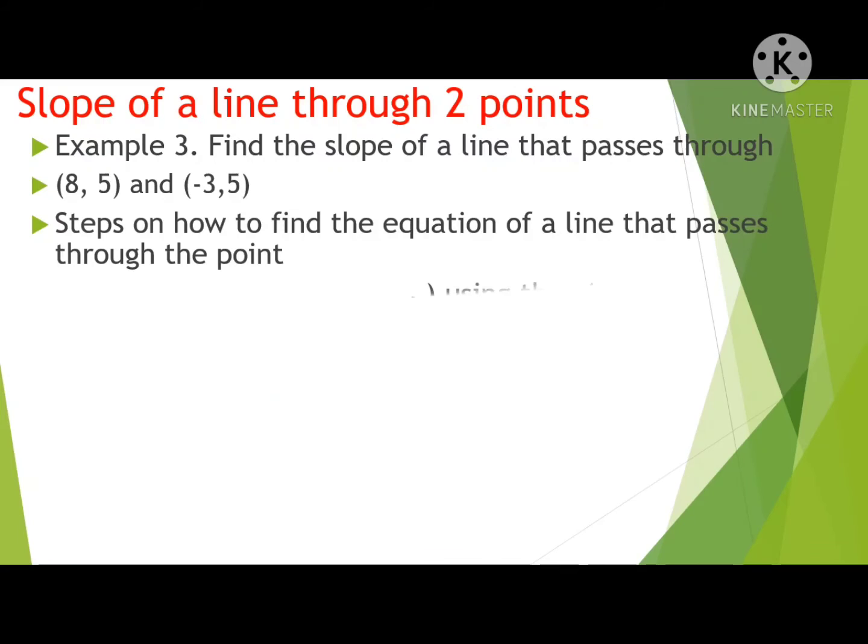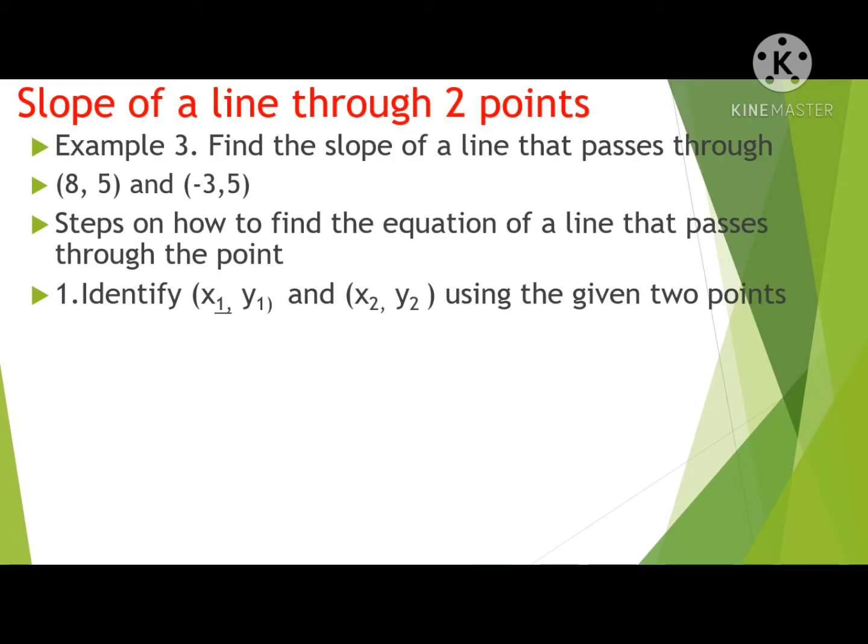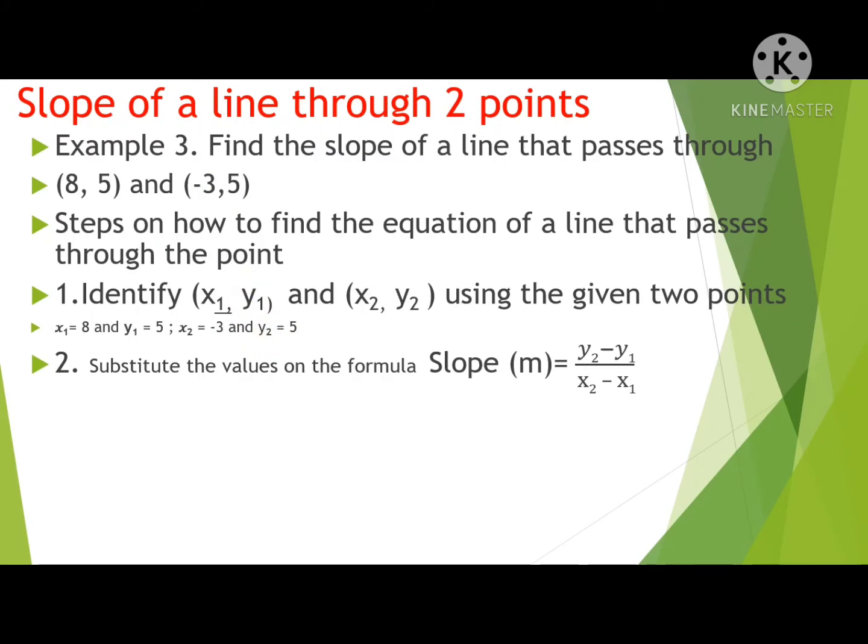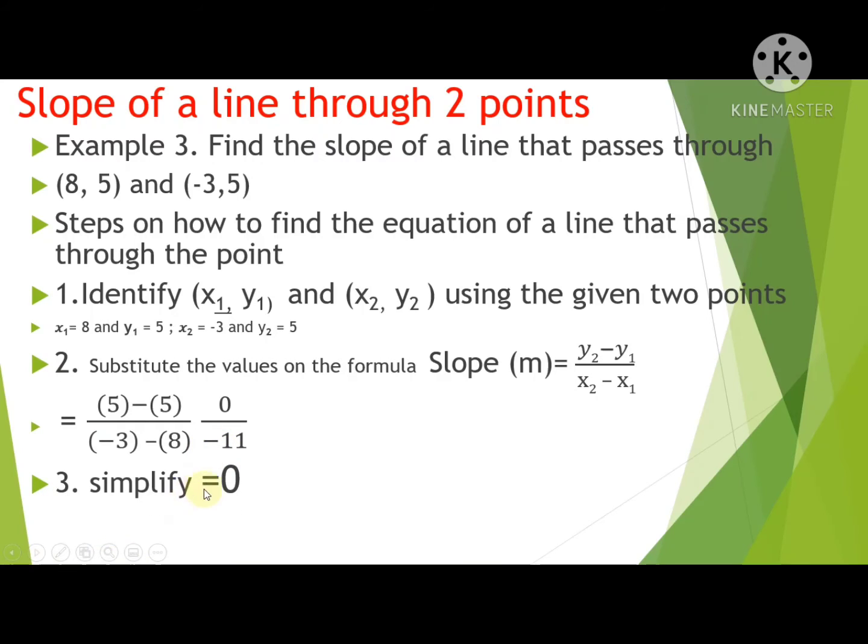Steps on how to find the slope of a line. Applying the steps. First thing to do is to identify the x sub 1, y sub 1, x sub 2, y sub 2. So we have x sub 1 is 8, y sub 1 is 5, x sub 2 is negative 3, and y sub 2 is 5. Substitute the values in the formula of the slope. So, 5 minus 5 is 0, negative 3 minus 8 is negative 11. So, simplified, it is equal to 0. If you have the same values of y, automatically the slope is 0.